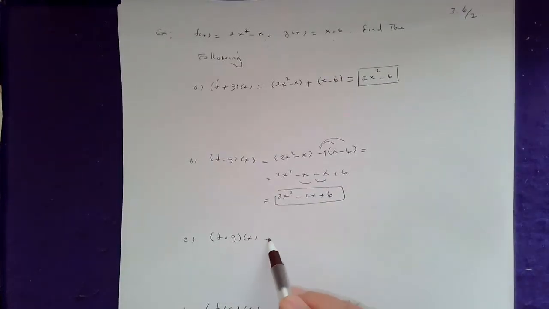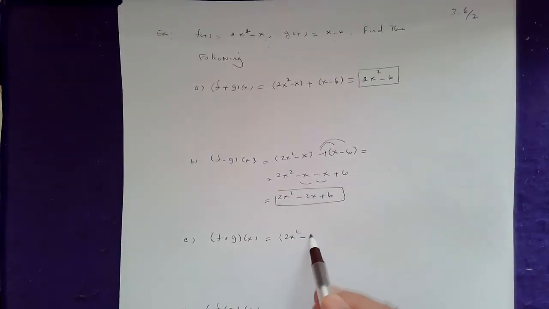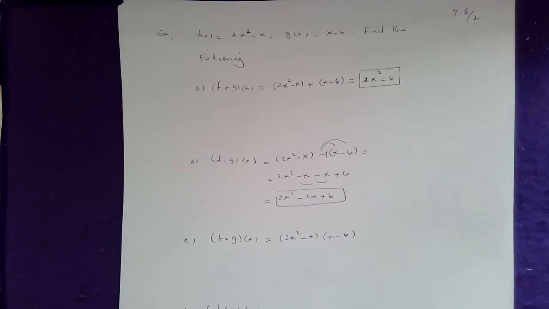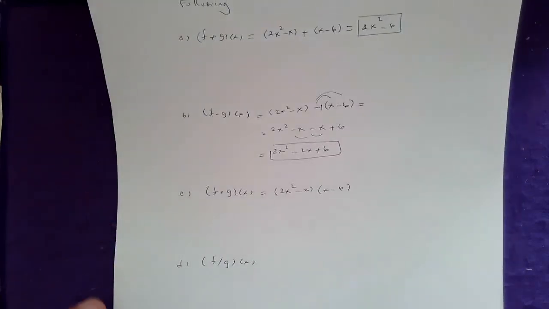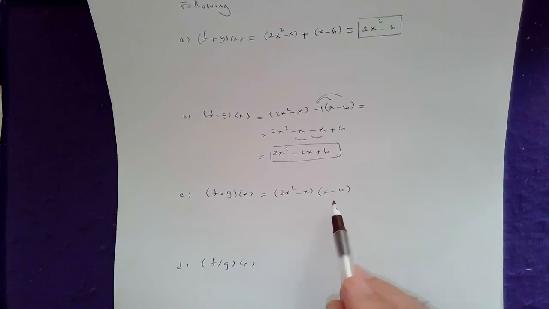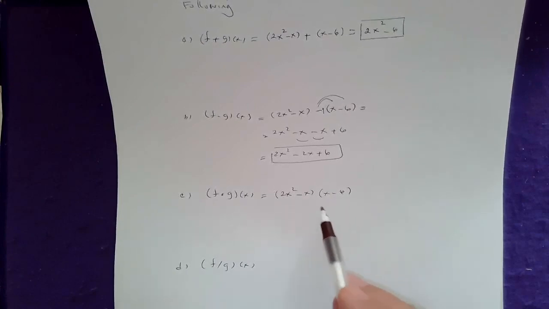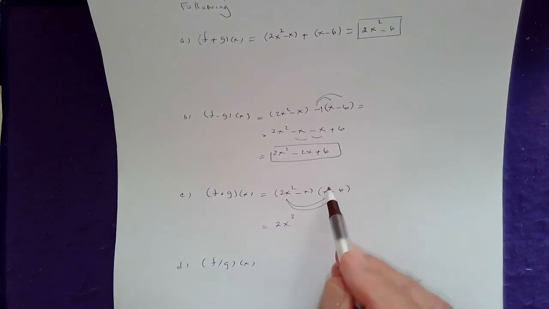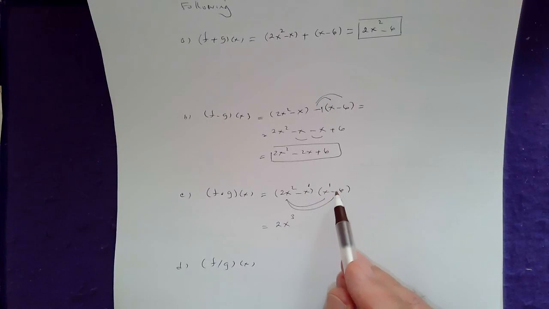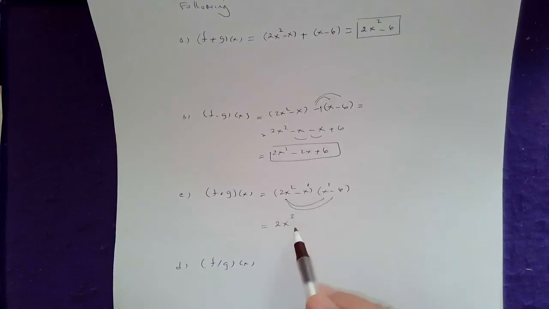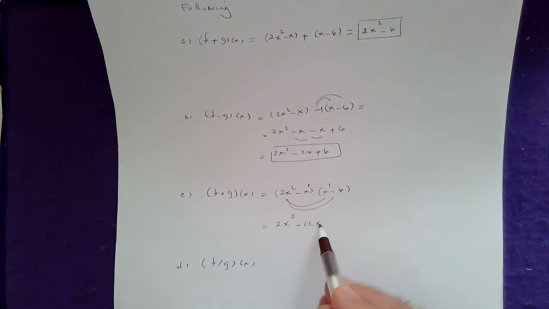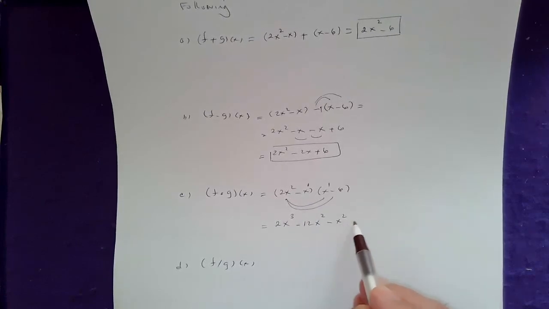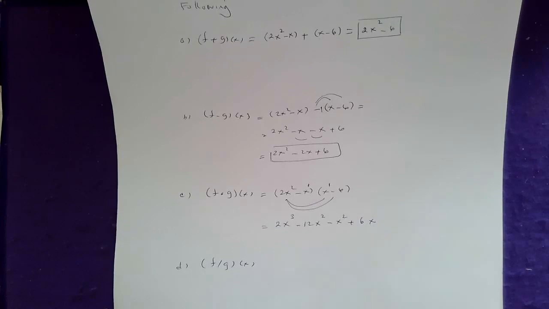F times g of x. So this would be 2x squared minus x times x minus 6. Just like previous case, now you have to what? Either FOIL this, or distribute. So I'm going to distribute. So that's going to be 2x cubed. Remember the powers of x. If there is no power, they have a hidden power of 1. And we add the powers of x when we multiply x's. So this would be negative 12x squared minus x squared positive 6x.